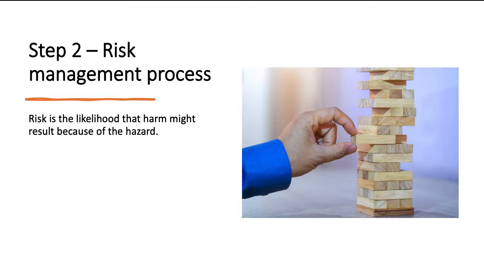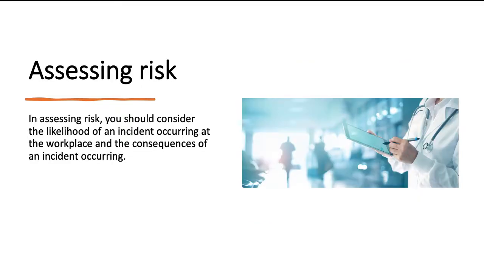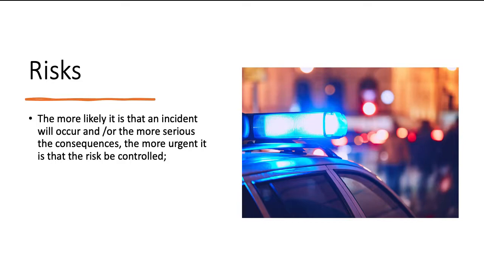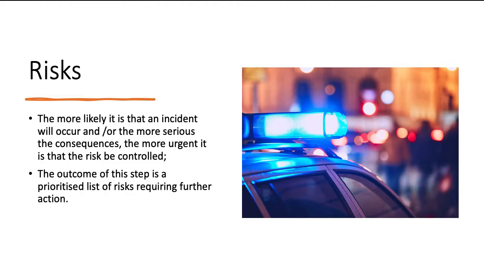Step 2. Risk is the likelihood that harm might result because of a hazard. In assessing risk, you should consider the likelihood of an incident occurring at the workplace and the consequences of the incident occurring. The more likely it is that an incident will occur and/or the more serious the consequences, the more urgent it is that the risk be controlled. The outcome of this step is a prioritized list of risks requiring further action.